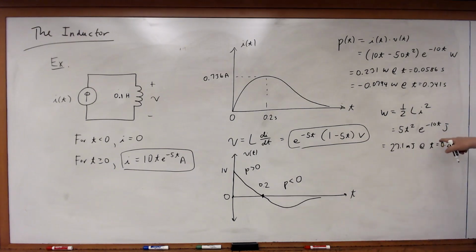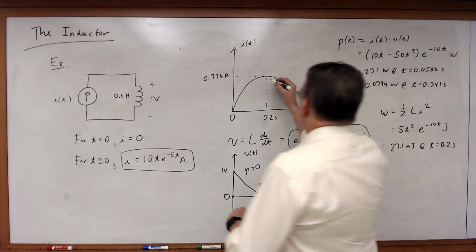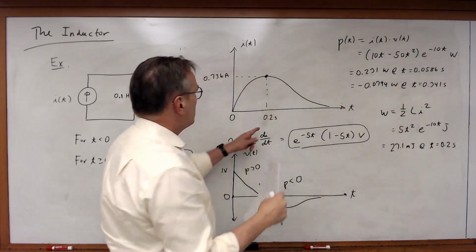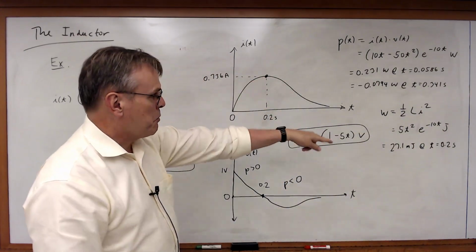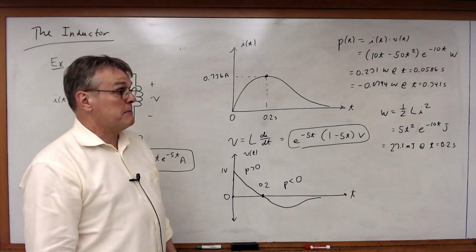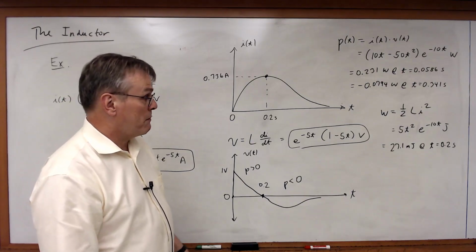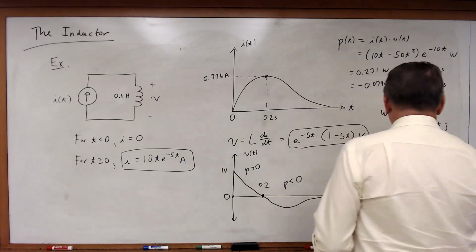So once again, take the derivative, set it equal to 0, look for the maximum, and not surprisingly, it occurs when you are at the maximum current, and that's when we have maximum power, or pardon me, maximum stored energy, 27.1 millijoules.